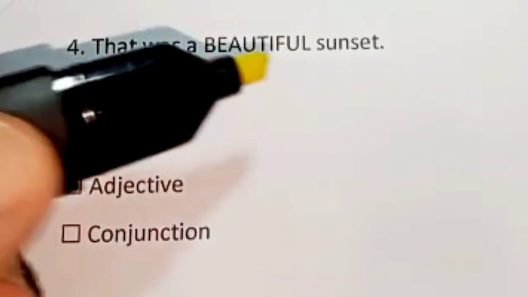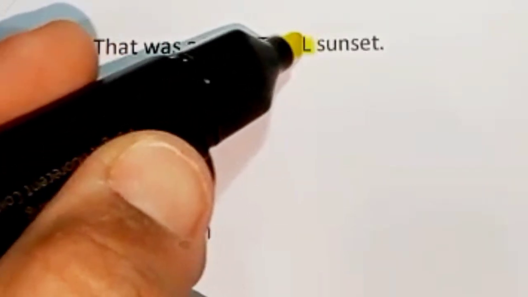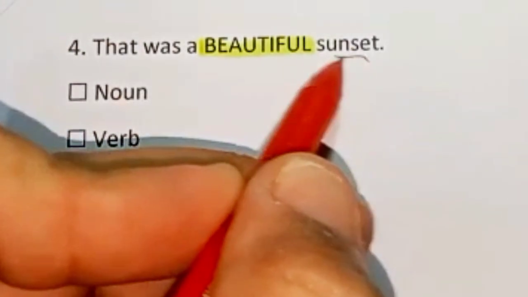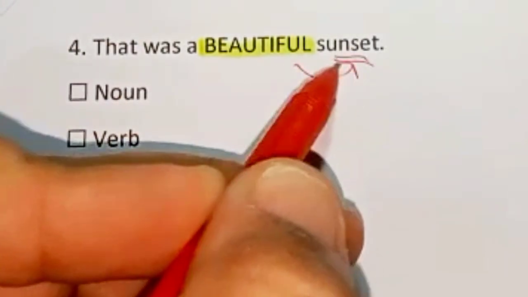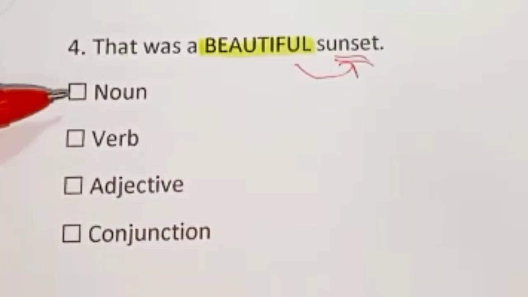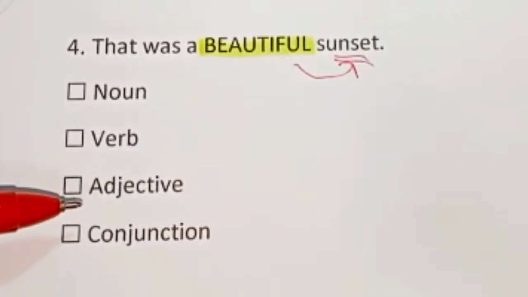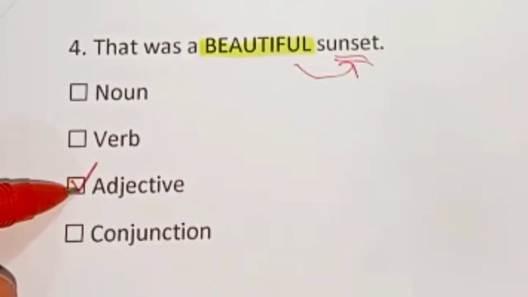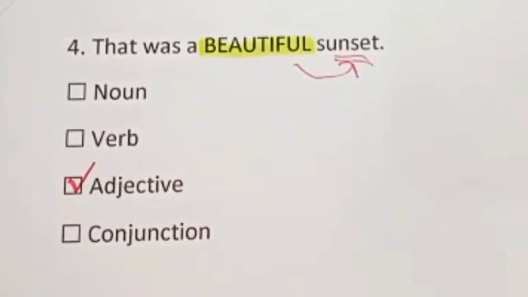Number 4, that was a beautiful sunset. The target word is beautiful. That was a beautiful sunset. Here we are describing how the sunset was. So beautiful is a noun, verb, adjective, or conjunction. You decide. And the right option is adjective. Excellent job. Beautiful is an adjective.